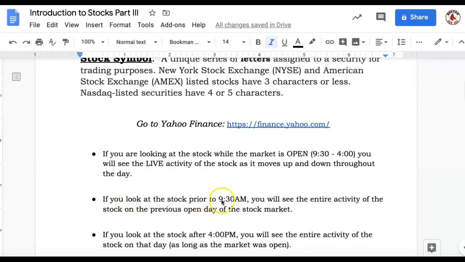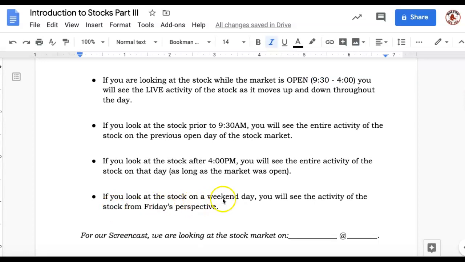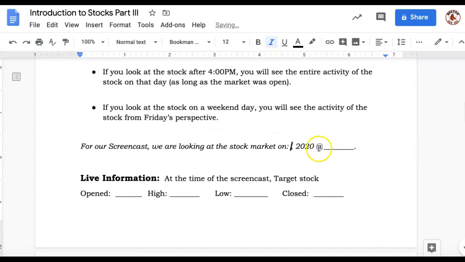If you look at the stock prior to 9:30 in the morning, you're going to see the activity of the day before. So you're going to see information from the previous day. And if you look after 4 o'clock, you'll see whatever happened that day, but it'll be stopped, it'll be closed. You'll just see what happened, you won't see it happening. If you look at the stock on a weekend, Saturday, Sunday, you'll just see the Friday data, right? Makes sense. So we are going to look at what's happening live right now as I speak.